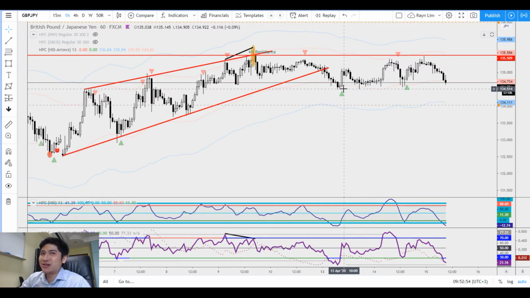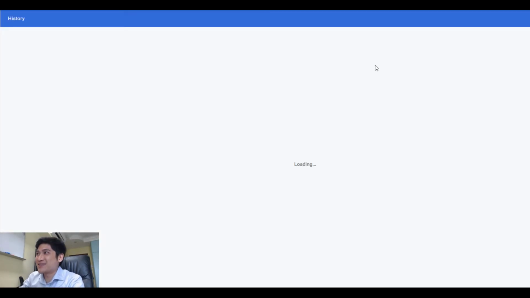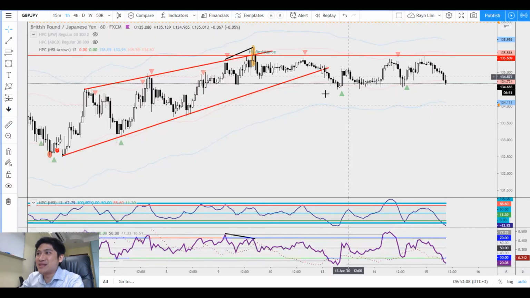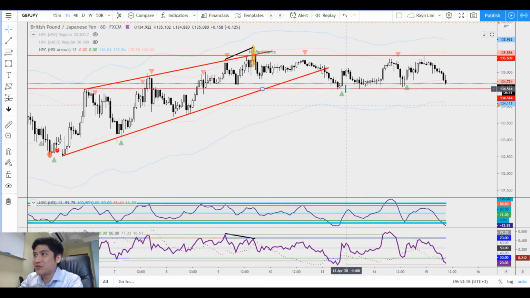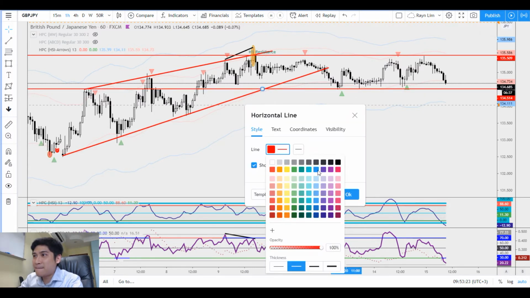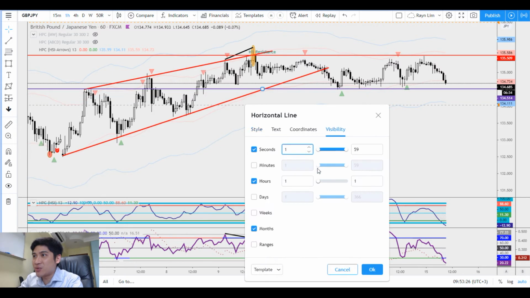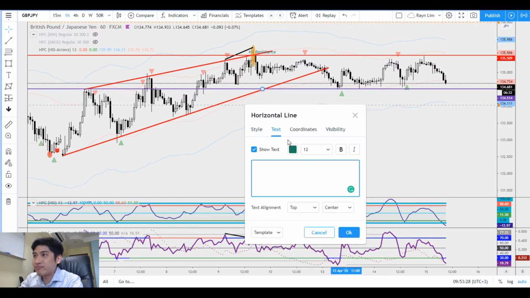You know how I can do it? I don't stare at the chart, guys. 12 pairs with 3 time frames, that's 36 time frames in total. It's crazy for me to stare at the charts, you understand? So what I will do is, because I'm waiting for the extreme to happen, I will draw a horizontal line over here. Change it to blue. Make sure the visibility is just 1 hour.